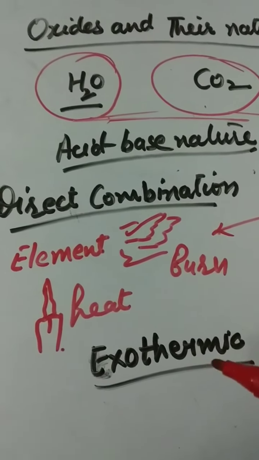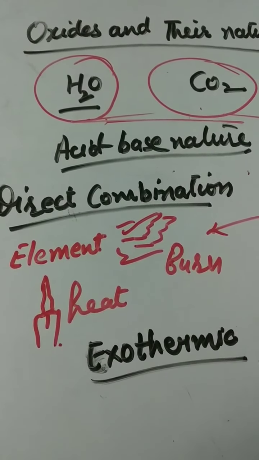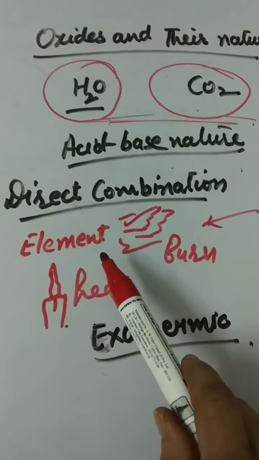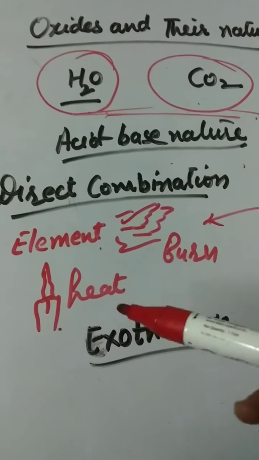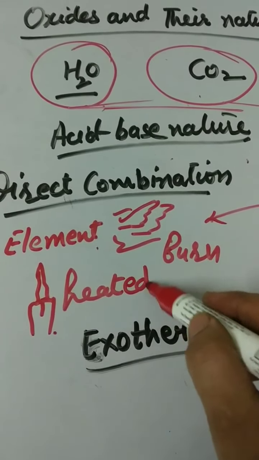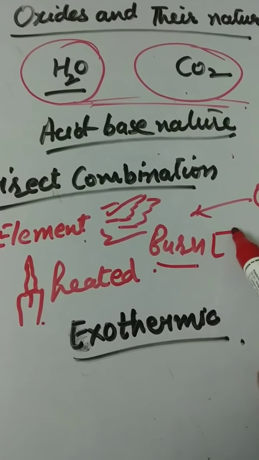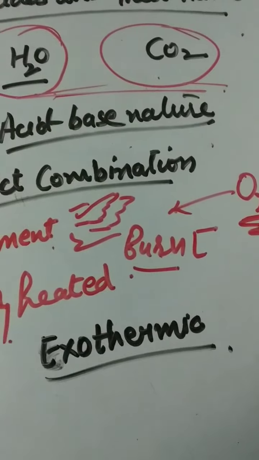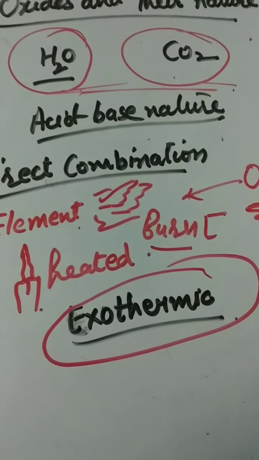Now, how can these oxides be prepared? By direct combination. By direct combination, an element generally forms its oxide when it is heated or burned in the presence of oxygen. Such reactions are exothermic in nature.